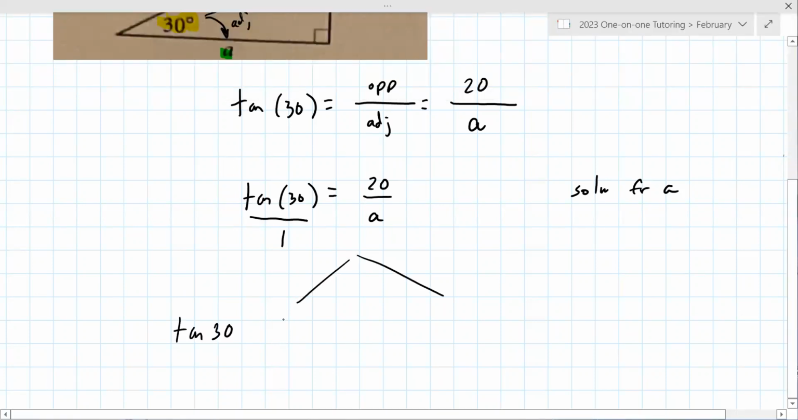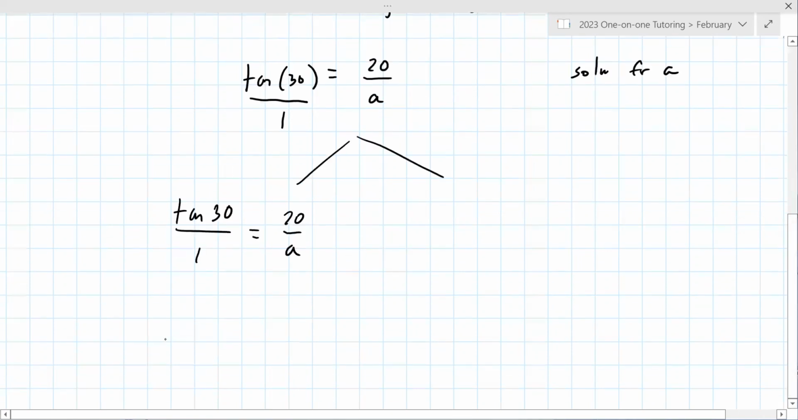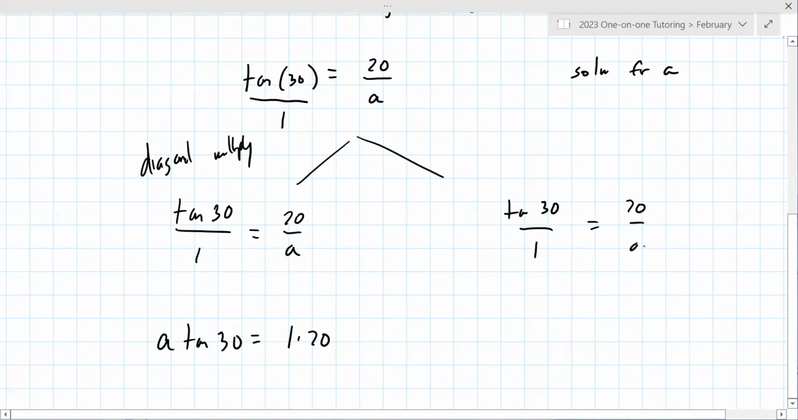If you diagonally multiply, what does tan 30 become? If we do that over here, it's A tangent 30 equals 1 times 20. That's the diagonal multiply. And on the right, if we multiply both sides by A, you get the same thing. So the answer is it doesn't matter. You just have to decide which one you're going to do.